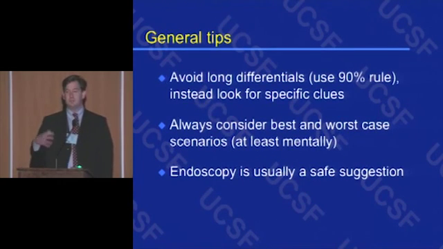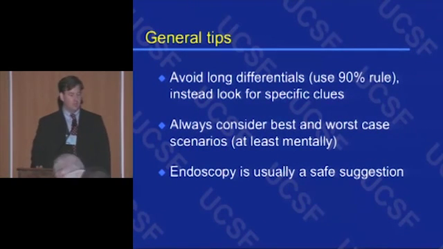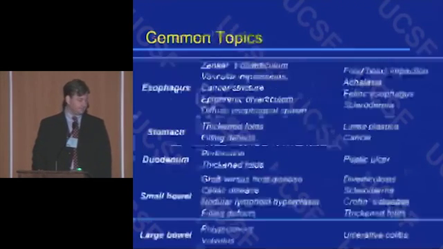Some general tips whenever I'm looking at fluoroscopy exams. You can come up with a lot of different long differentials, but use the keys on your images. If there's radiation, if there are surgical clips or radiation ports, they can really help you narrow your differential to one or two things. Always keep in the back of your mind the best and worst case scenarios. It could be cancer, it could be perforation, it could be ischemia. And lastly, if you're uncertain, endoscopy is always a safe suggestion.